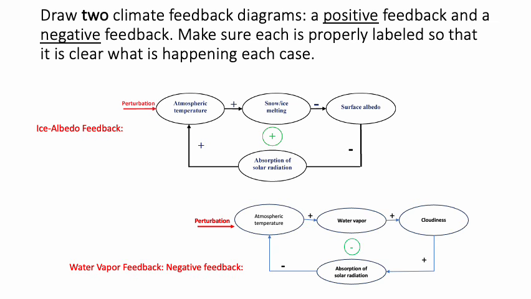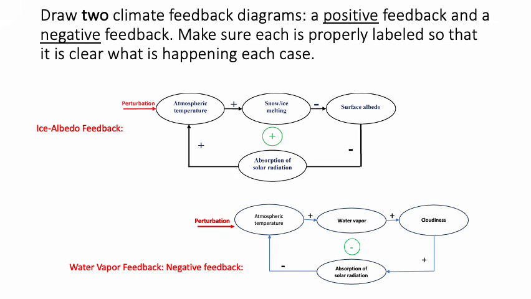The albedo decreases. Then there is more absorption of solar radiation, and so there's that plus sign leading towards the atmospheric temperature, which increases, and so on. So you can put a big plus sign in the middle of that cycle, of that feedback cycle, to indicate that that's a positive feedback.